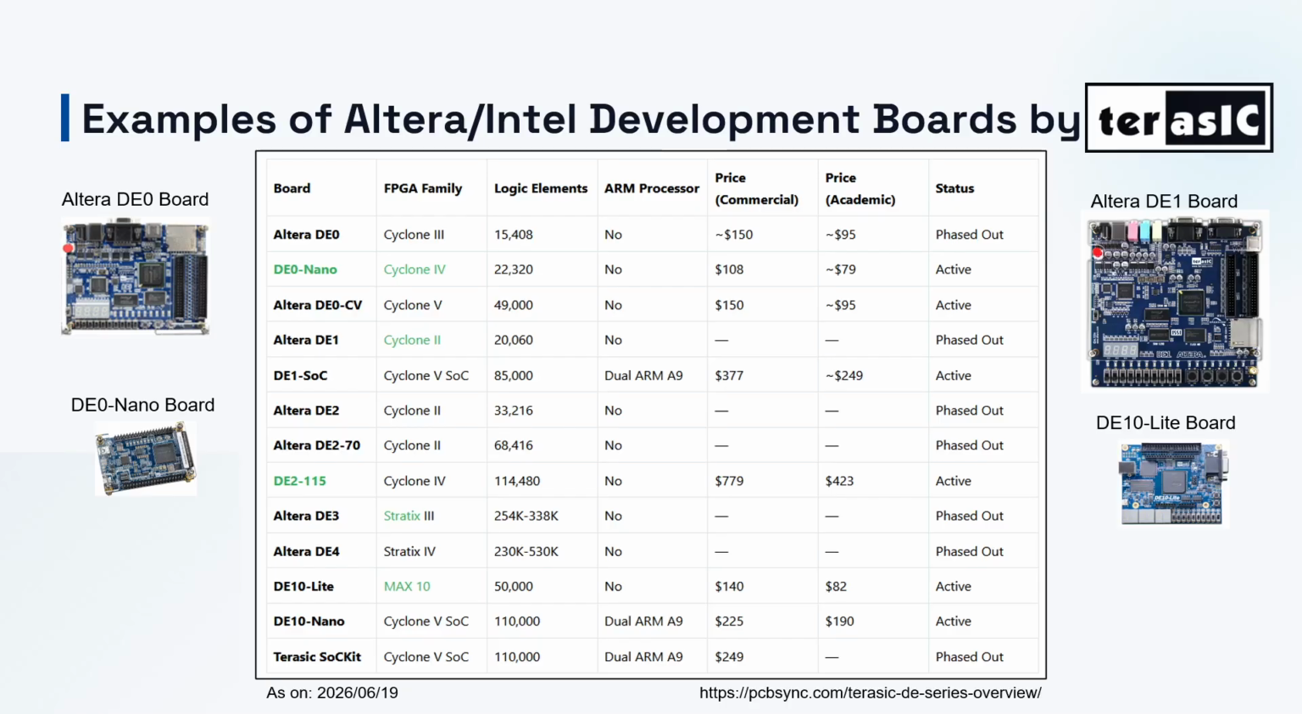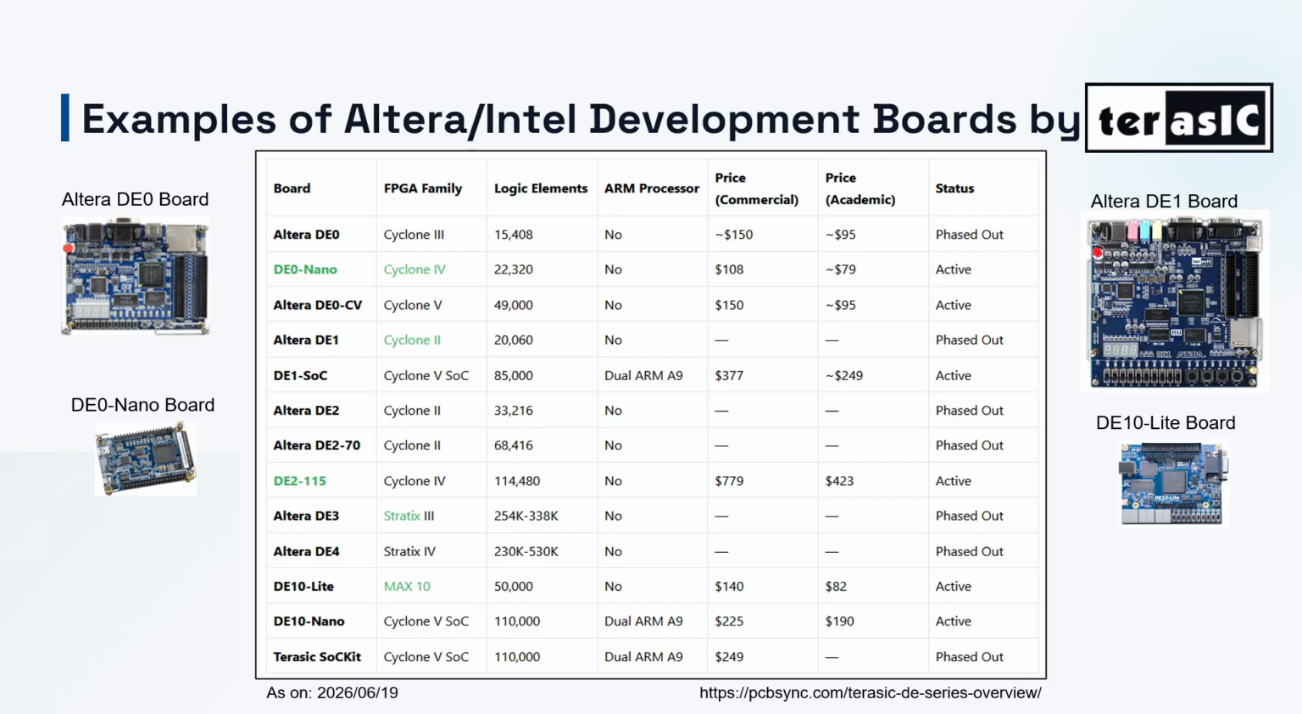Who is Terasic? Terasic is the official hardware partner for Altera Intel. A development board breaks out raw chip pins into usable switches, displays and ports for testing and prototyping. What does phased out mean? It is the commercial production of older boards like the DE0 to DE4 series, which has been discontinued because newer, more efficient chips took their place.